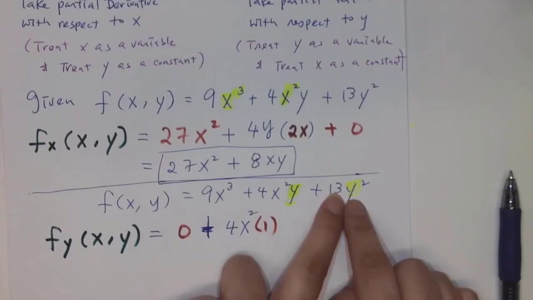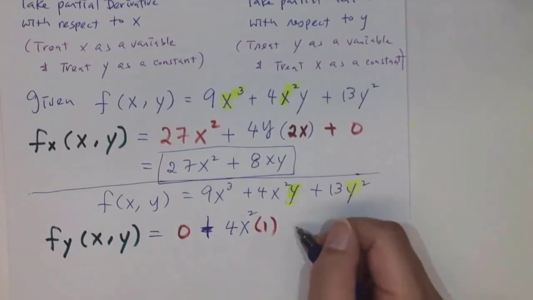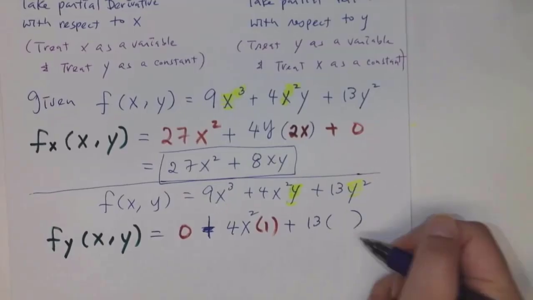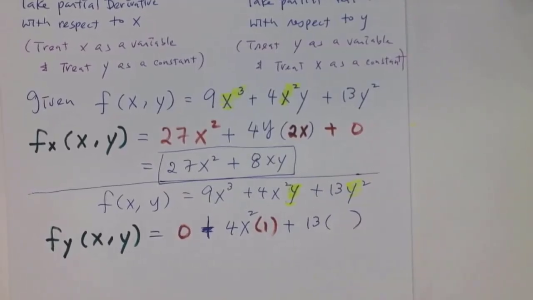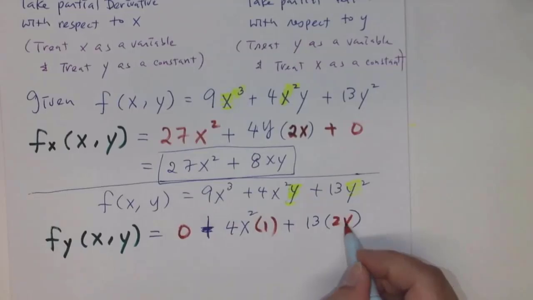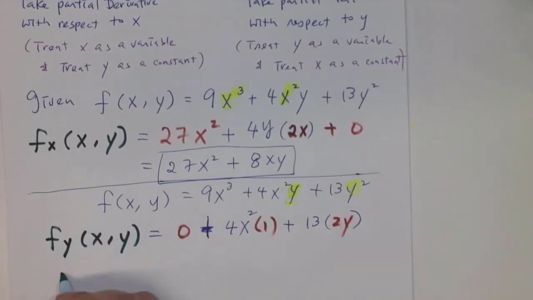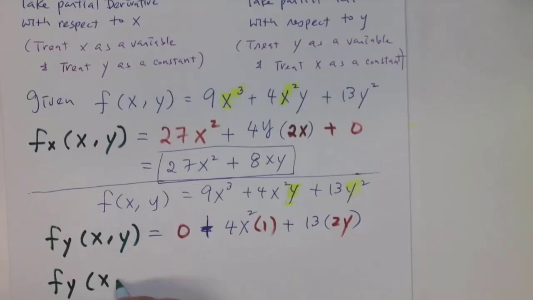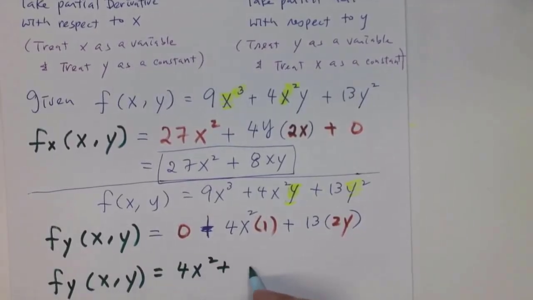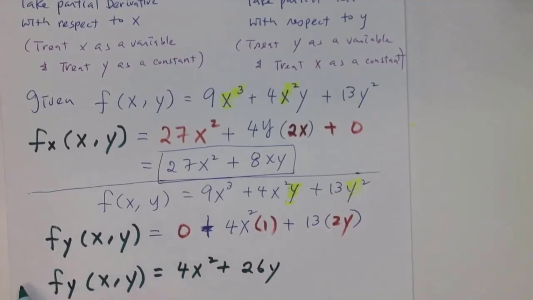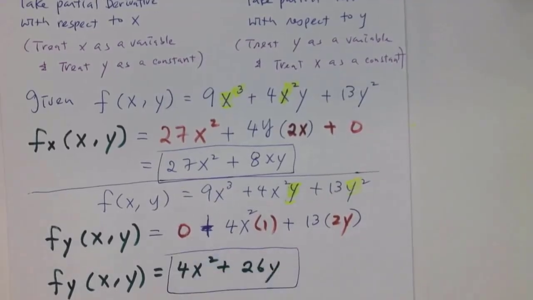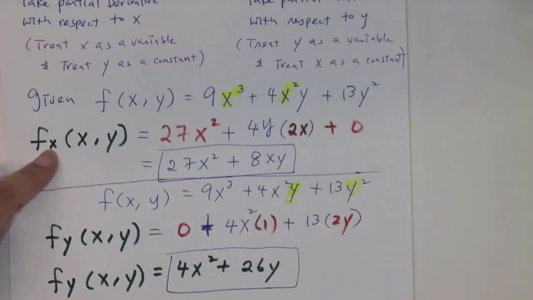Okay, now again, y squared is my variable, right? So we have 13, and taking the derivative of that part will give me 2y. This is going to be the partial derivative of y, x comma y, which will be just 4x squared plus 26y. Are we okay? This is the basic of it. I just want to show you one example. I'm going to show you more next time, but I want you to have the basic idea. This is treating x as variable, y as constant. This is treating y as variable, x as constant.